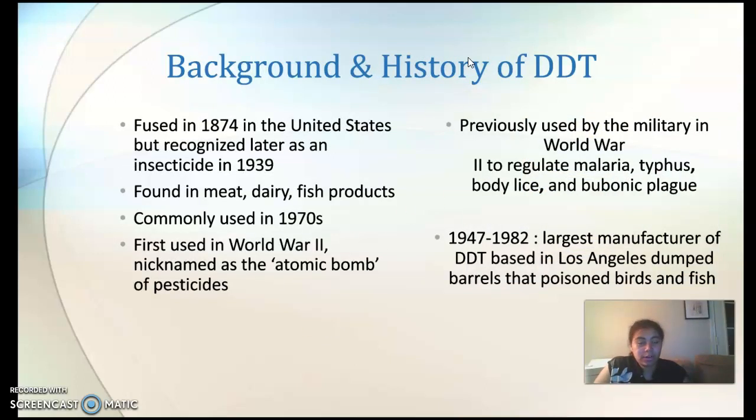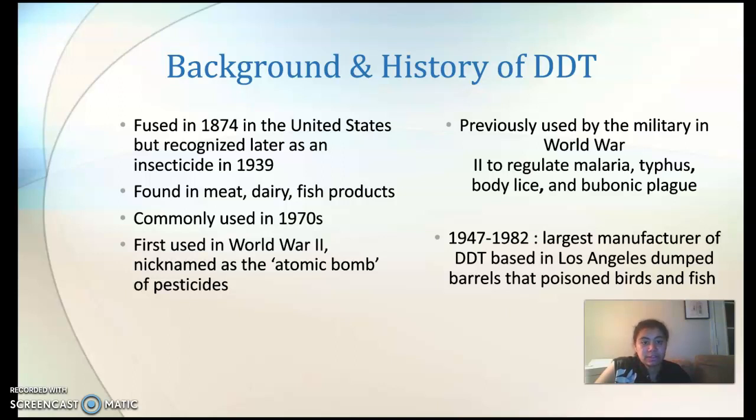Now, let's talk about the background history of DDT. As I said earlier, it was made in 1874 in the USA, but it was later recognized in 1939 as an insecticide. It's found mostly in meat, dairy, and fish products. It was first used as a pesticide and was nicknamed the atomic bomb, and was used by the military in World War II to control malaria, typhus, body lice, and bubonic plague.